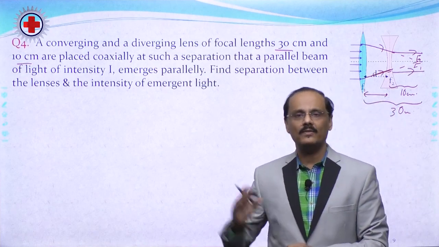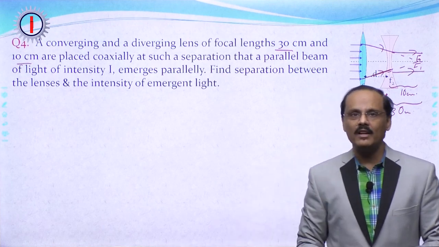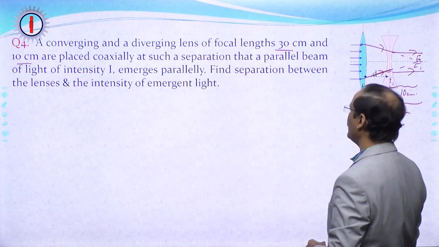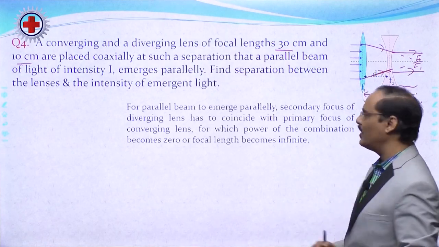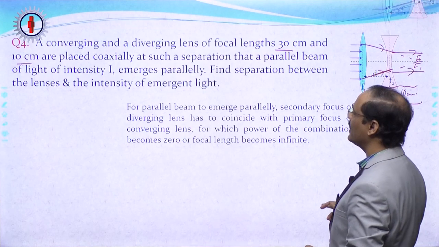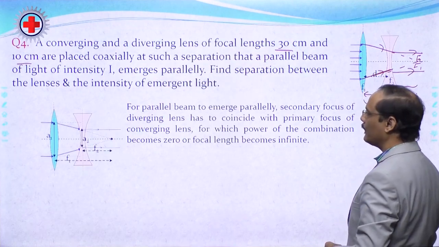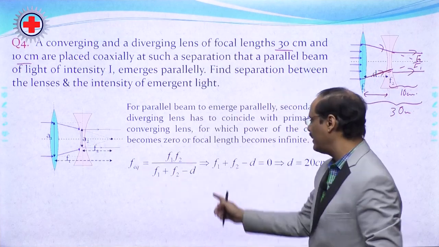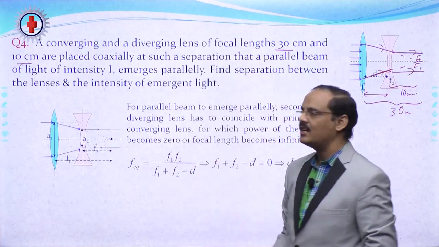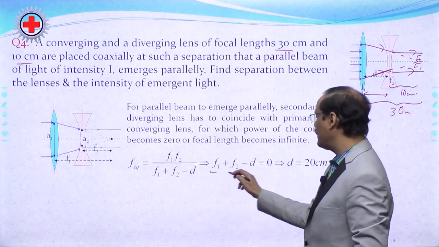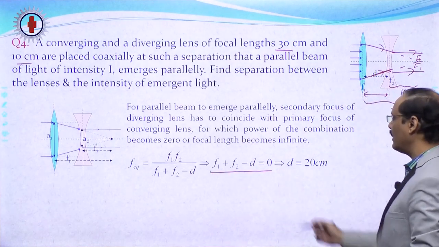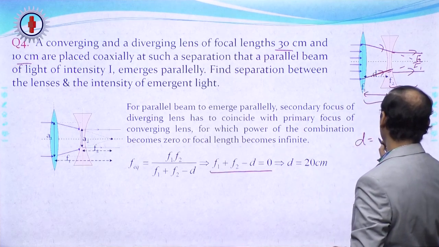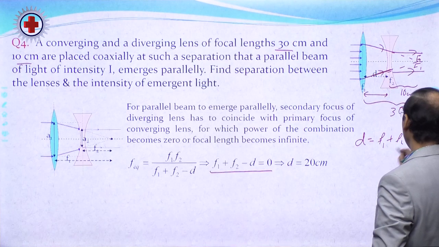That is, power of the combination is 0. If power is 0, it means focal length is infinite. So, if you use that particular concept of infinite focal length in our previous formula, then you could see here, if F equivalent is infinite, then F1 plus F2 minus D has to be equal to 0. If F1 plus F2 minus D is 0, then D is equal to F1 plus F2, that is, from here you get D is equal to F1 plus F2.